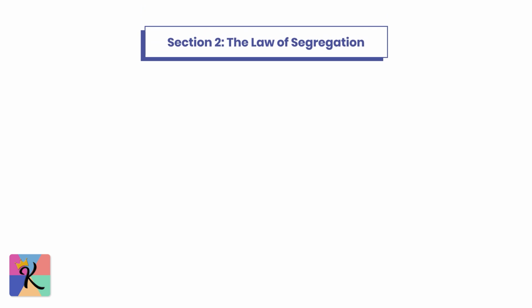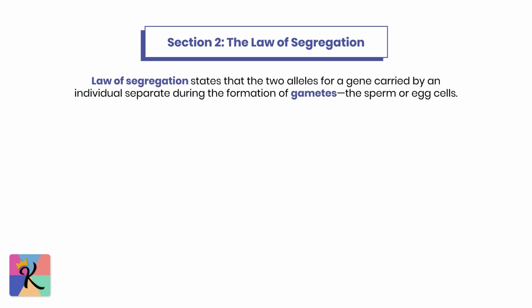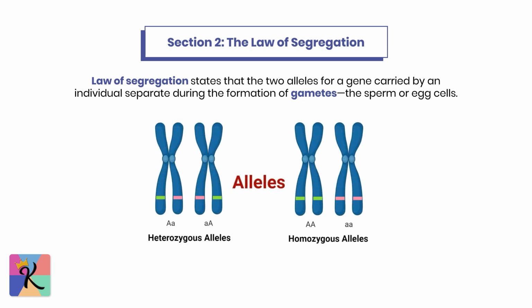Section 2. The law of segregation. One of Mendel's key contributions is the law of segregation, which states that the two alleles for a gene carried by an individual separate during the formation of gametes, the sperm or egg cells. This means that each gamete only carries one allele from each pair. This ensures that offspring inherit one allele from each parent, allowing for a new combination of alleles.